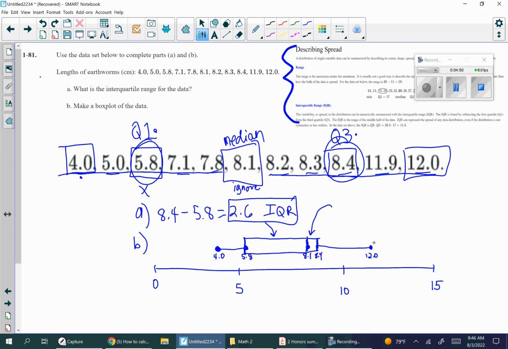It also tells us how far maybe an outlier might be. This 12 might be an outlier, or you may have a couple of outliers because that whisker is so terribly long. All right, so this is our box plot of our data. We will be doing more. Make sure you study up on this and maybe watch that Khan Academy video.